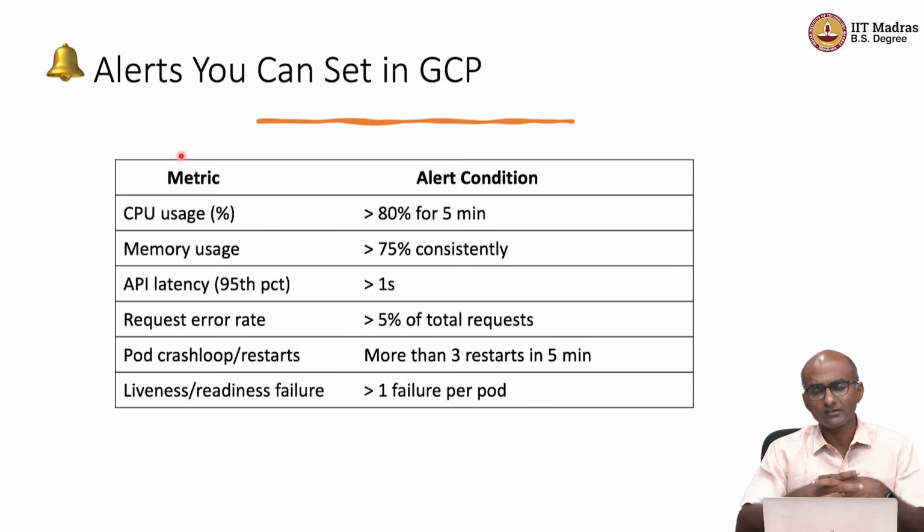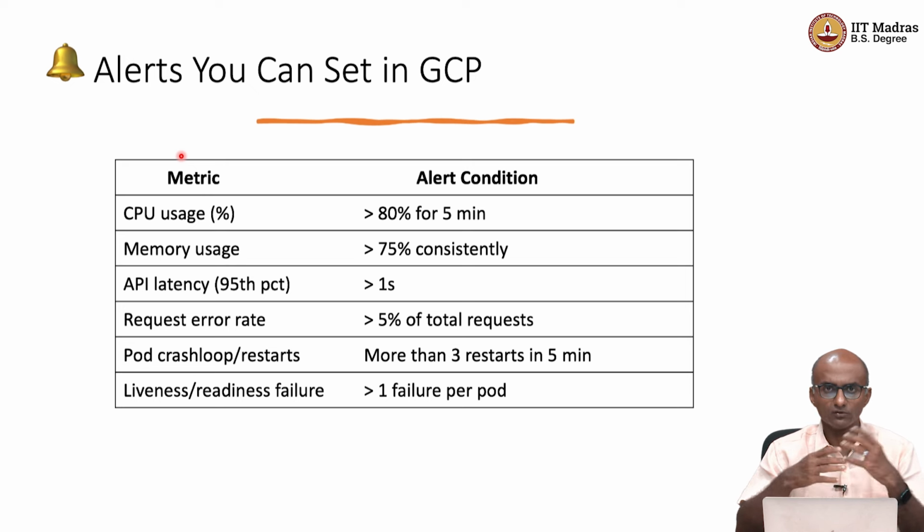Examples of alerts that you can set up in GCP, just like the tools themselves. You can actually now set up alerts. You don't need Prometheus for alert management per se if you're going to use GCP directly. You can set up alerts on CPU usage of a specific pod or a machine or a node, memory usage, API latency on the 95th percentile or 99th percentile, that's up to you. Request error rates, be alerted on pod crashes, restarts, etc. And then failures of the liveness checks or the readiness checks.